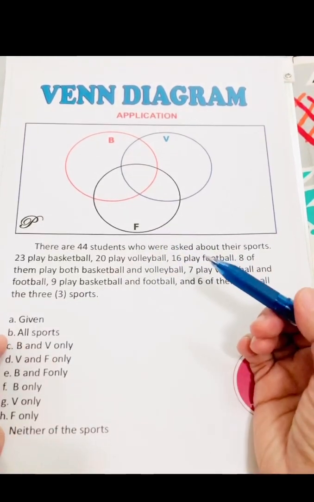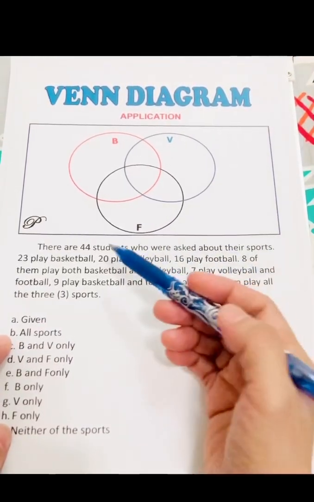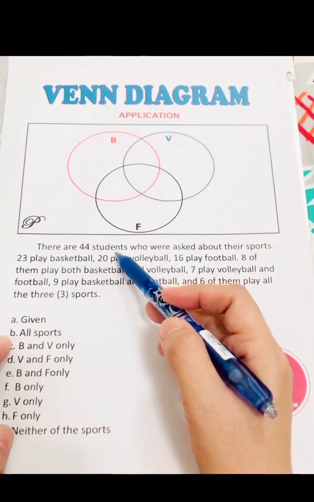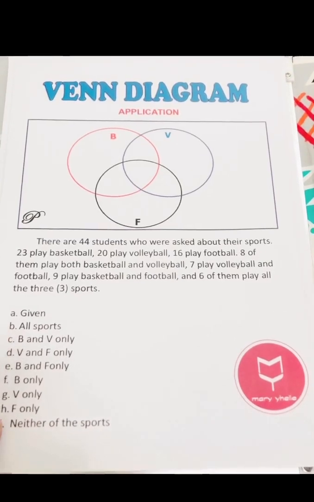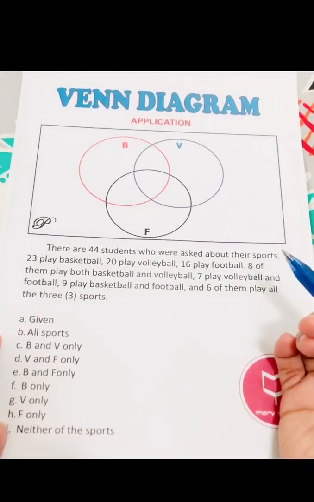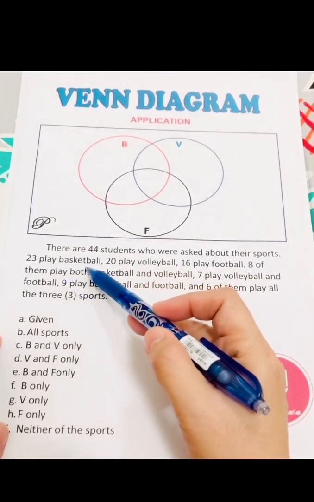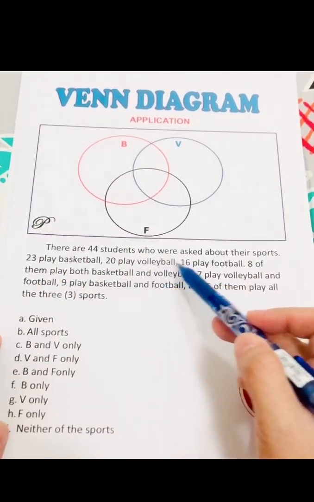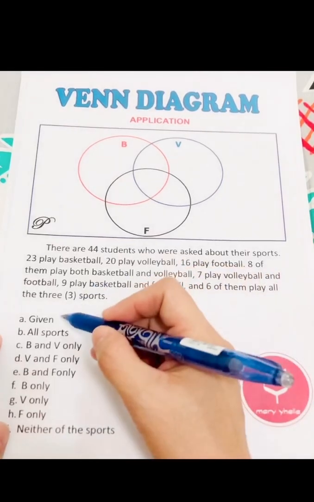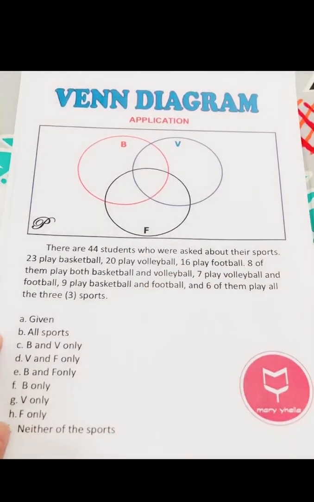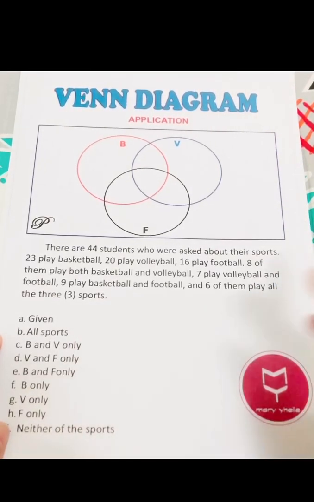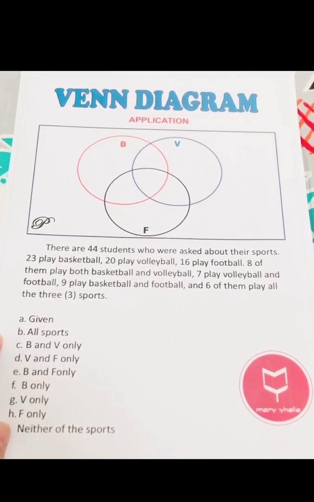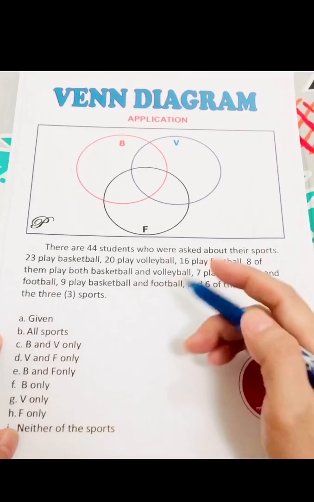Again, getting the given, what I'm telling you is we have 44 students here as a total number of students who were asked which sports they play. And the next one, 23 play basketball, 20 play volleyball, and 16 play football. So those are our given, including these statements that 8 play both basketball and volleyball, 7 play volleyball and football, and 9 play basketball and football. Now 6 of them play all of the 3.